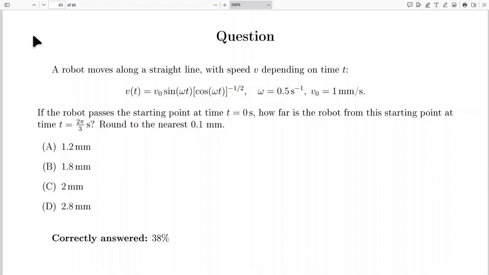Okay, this is a question about distances and speeds and sines and cosines. You can see only 30% of applicants got this one correct. So if you want to try for yourself, you can pause the video now and give it a go.